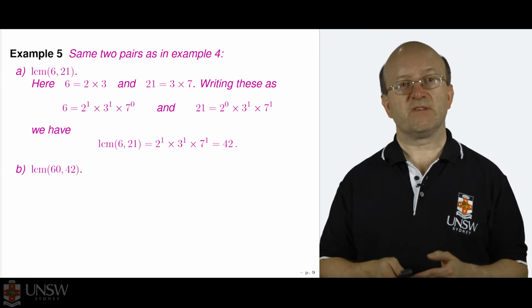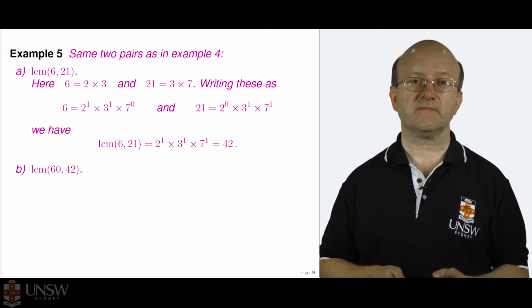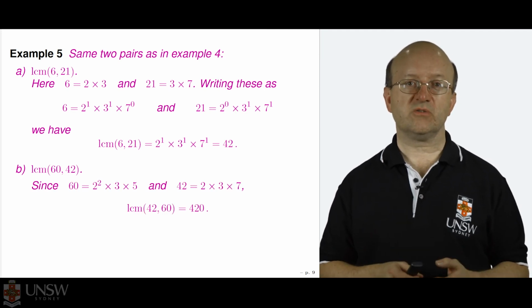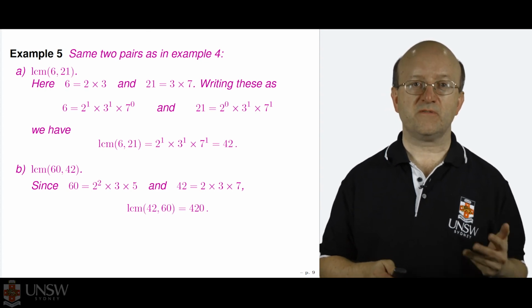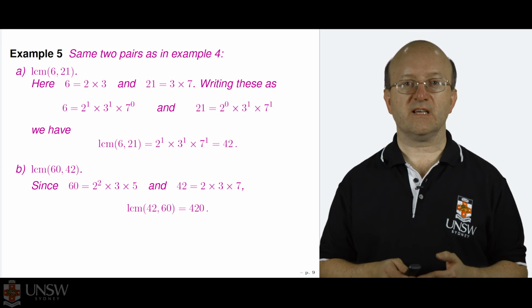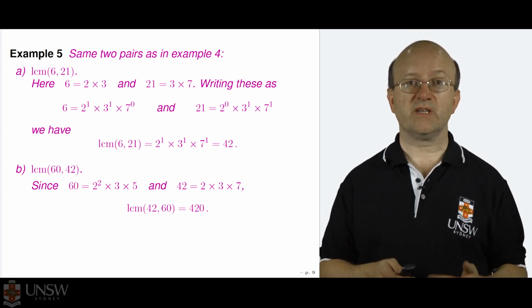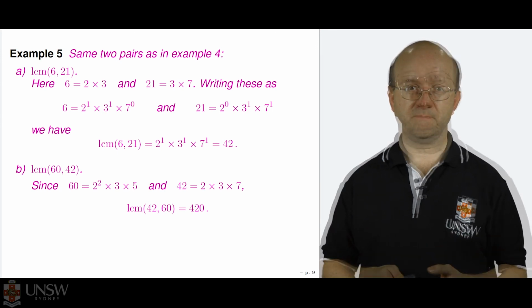Okay. Now if you haven't already tried that with 42 and 60, again, I invite you to pause the video and do so. This is what we should have got. We already saw 60 is 2 squared by 3 by 5, and 42 is 2 by 3 by 7. So it must follow that the LCM of 42 and 60 is 2 squared, because it's the highest power of 2 that occurs, by 3, by 5, by 7, and that turns out to be 420.